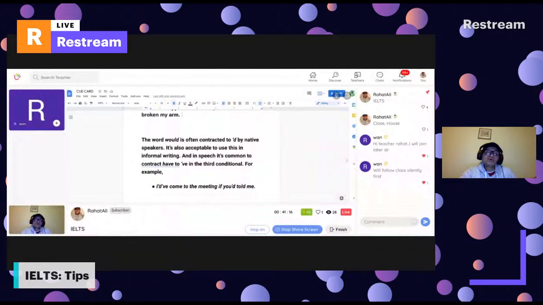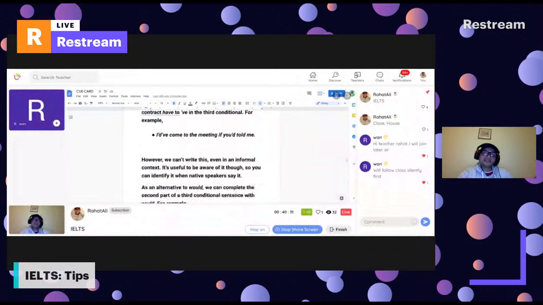The word would is often contracted with 'd by native speakers, and it's also acceptable to use in informal writing. And in speech, it is common to contract have to 've in the third conditional. For example, I'd have come to the meeting if you had told me. Because you didn't tell me, so I didn't come to the meeting.